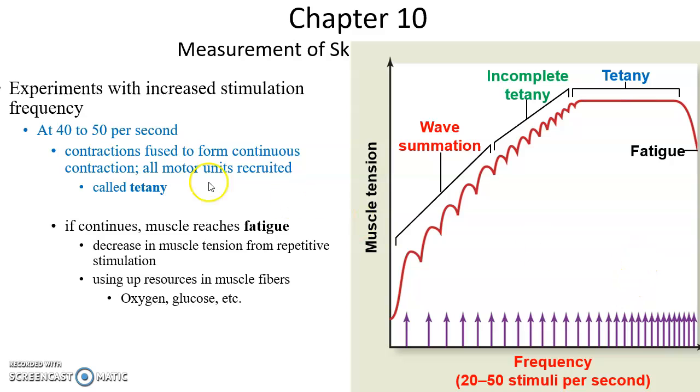And then finally, if you are stimulating it fast enough, say 40 to 50 shocks per second, you get what's called tetany. Tetany, the muscle is contracting at full force, as powerful as it can. All motor units are being recruited, and this will continue until eventually you get muscle fatigue. The muscle can no longer generate that amount of tension because it's using up resources, using up glucose, triglycerides, oxygen. It's forced to relax no matter what.